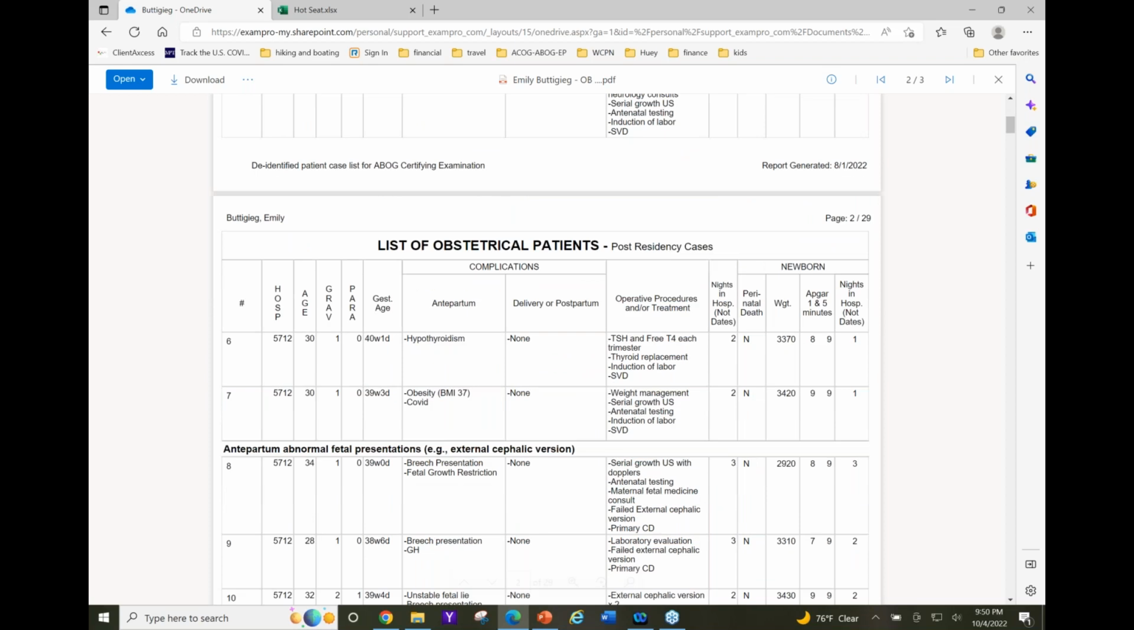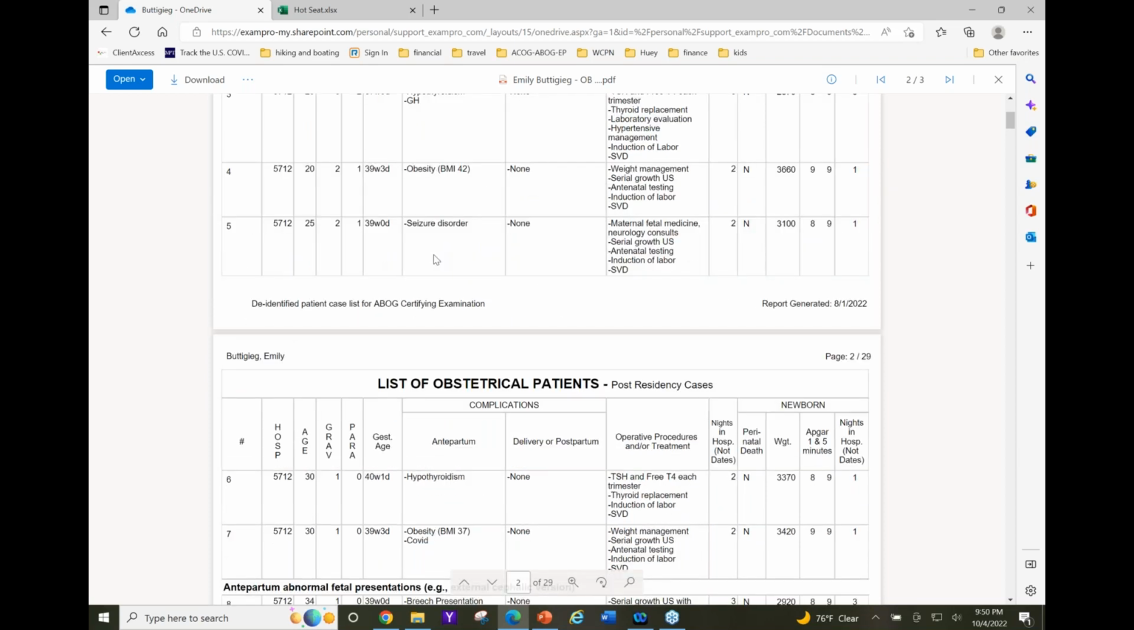I'll tell you what, let me ask you about case number 5. Sure. So this patient had a seizure disorder predating her pregnancy. She did. And when you think about a patient with a seizure disorder in pregnancy, tell me about your approach to management.